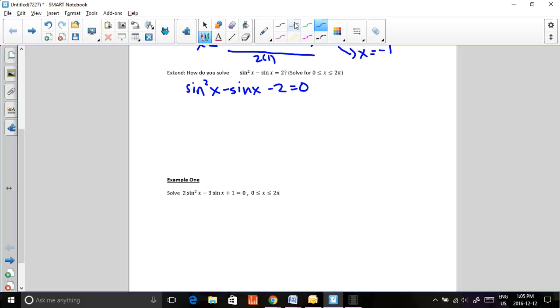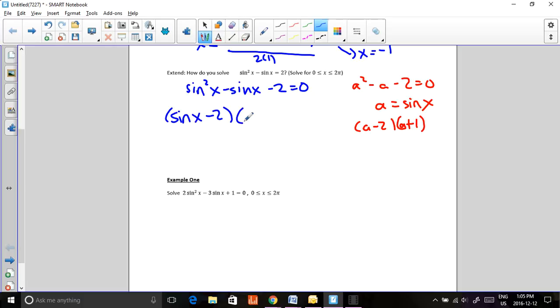You can think of this as a squared minus a minus 2 equals 0, where a is equal to sine x. This would factor to a minus 2, a plus 1. So it factors to sine x minus 2 and sine x plus 1 equals 0. Now you have two options. You can solve this one, and this is where your trig knowledge comes into play.